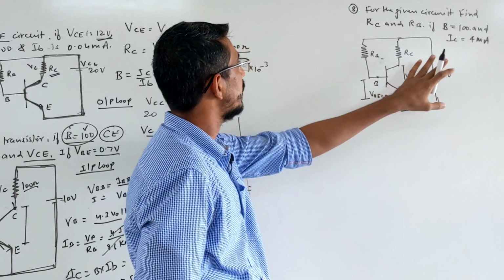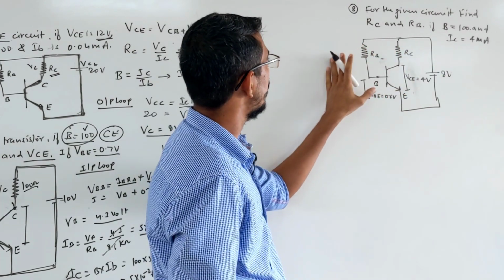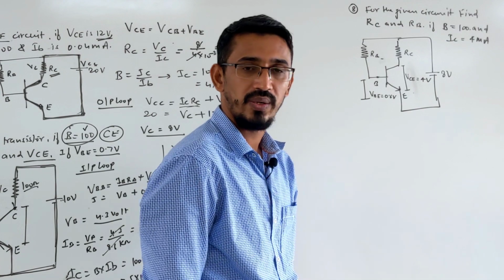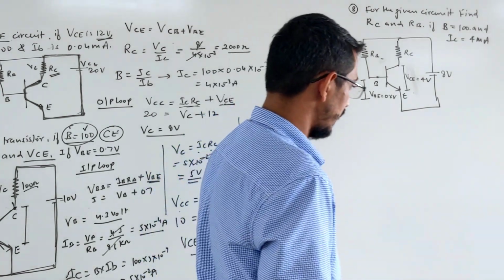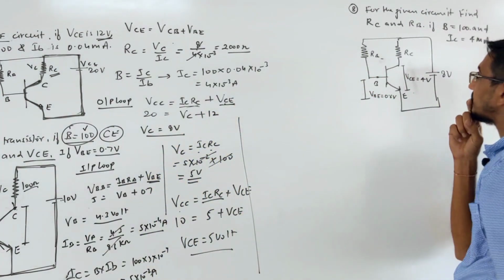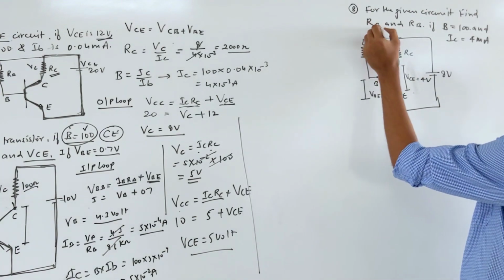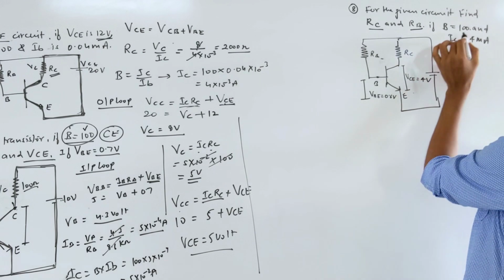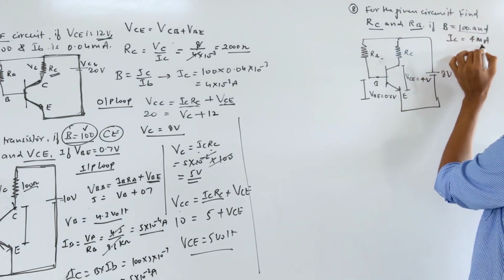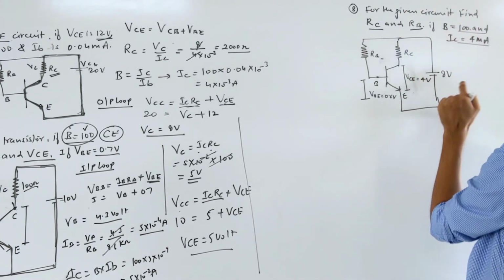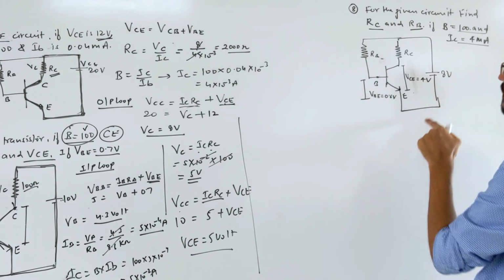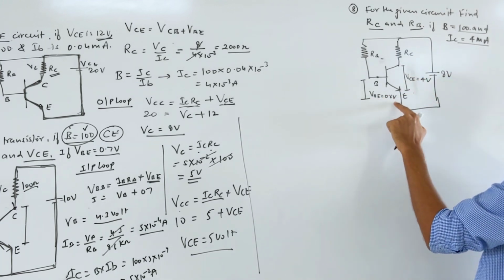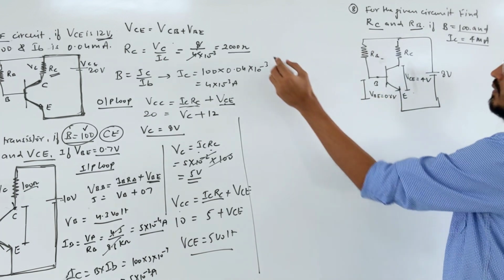For the given circuit, find RC and RB if beta and IC are given to you. Two values are given to you, and they are asking for the resistances. So watch it. We need both resistances, the input resistance and the output resistance. What is given to you? The current and the current gain are given, and a few other things are given here. The output battery is given, the junction voltages are given, VC is given as 4 volt, VB is given as 0.6 volt. Okay, so one thing you can do here.